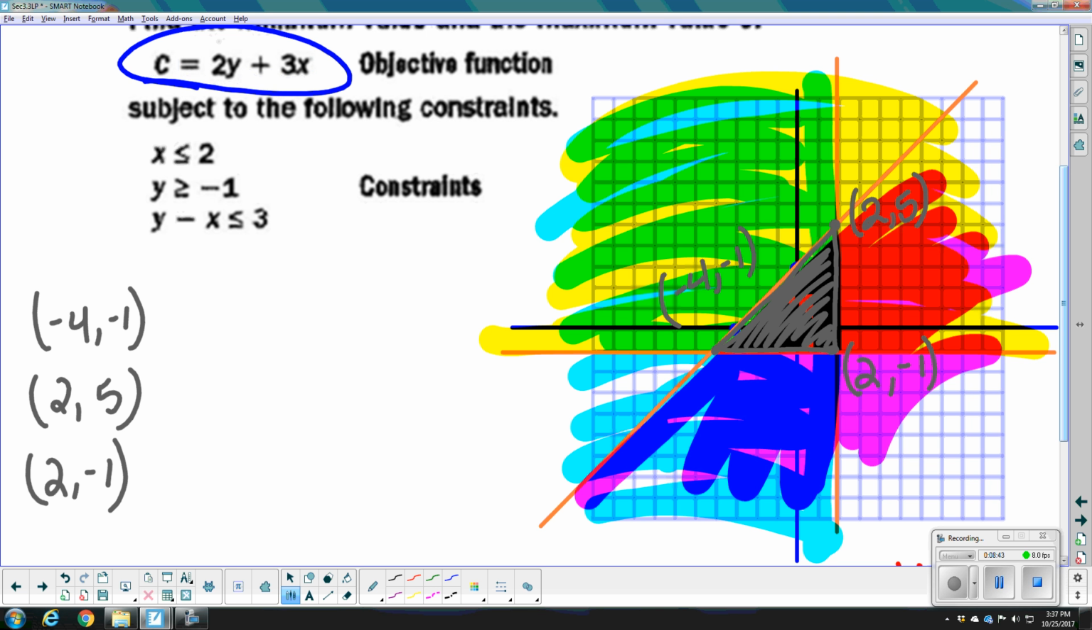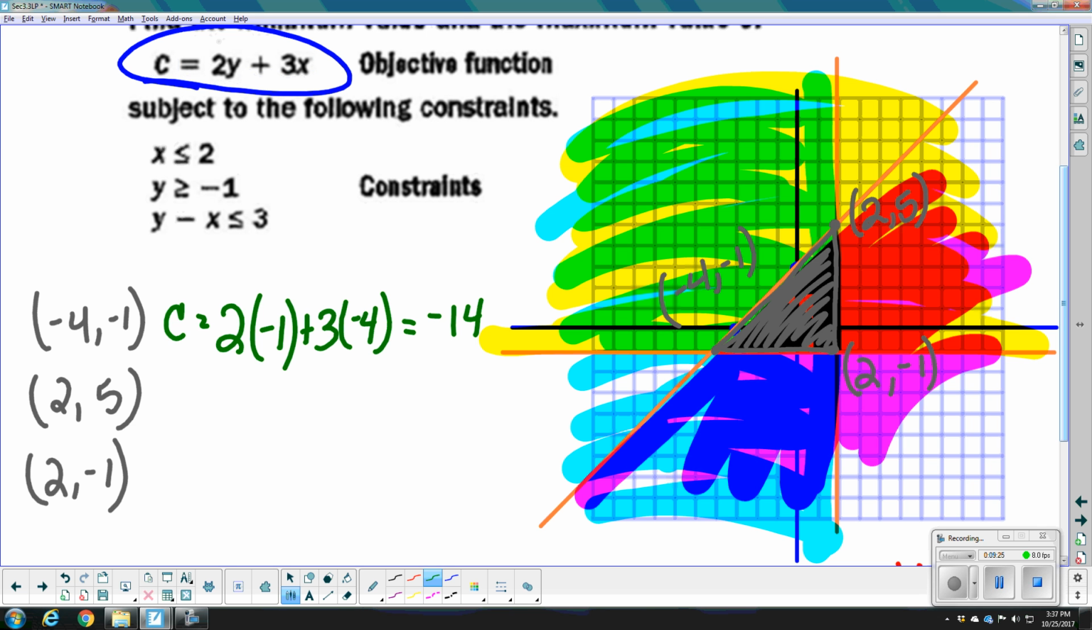And now I'm going to plug those values into my objective function to see what my maximum value is and what my minimum value is, and which of those points output those values. So C equals 2y plus 3x, that's my objective function. So C equals 2 times y, which in this case is -1, plus 3 times x, which is -4. 2 times -1 is -2, plus 3 times -4 is -12. So -2 minus 12 is -14.